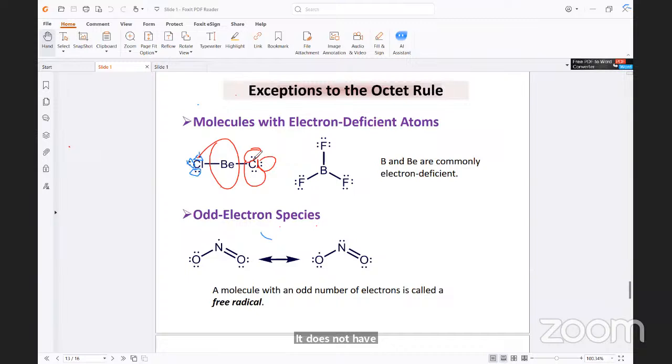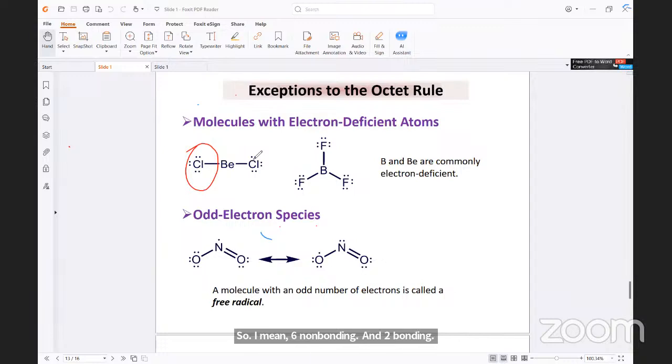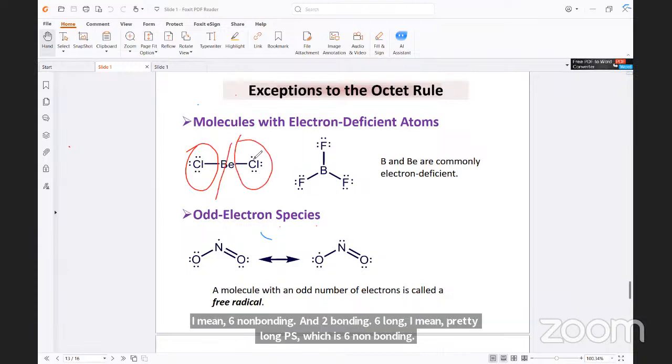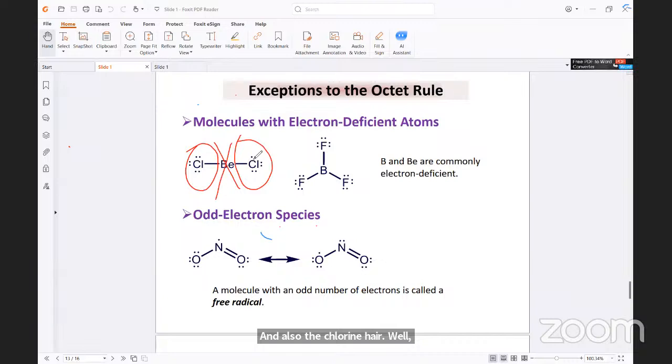Normally, if it is obeying the octet, beryllium should have 8. But if you look at the others, you will see that chlorine has 8: 6 non-bonding and 2 bonding, 3 lone pairs, which is 6 non-bonding, and also the chlorine here. But the beryllium does not have 8, so the beryllium did not obey the octet because it is an electron deficient atom.